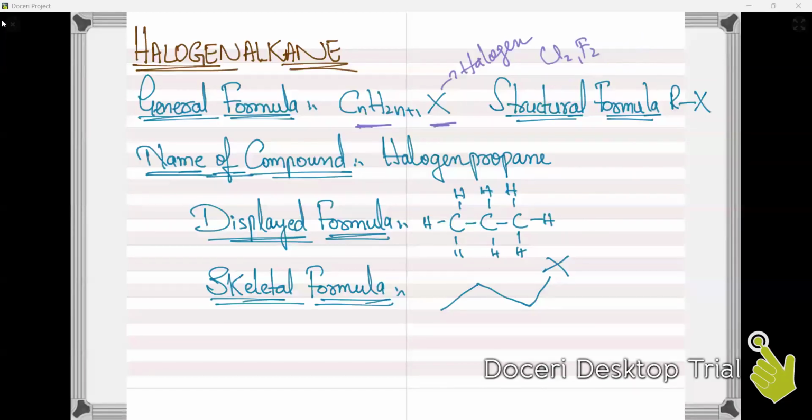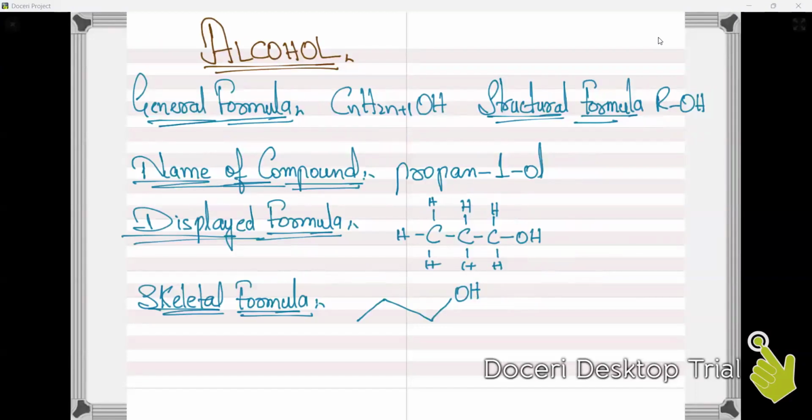So if you have to represent the structural formula of all of this, it can be represented like this. And then the name of the compound, if it has three carbons, should be halogenopropane. This is the displayed formula, and this one is the skeletal. After that, we have alcohols, and for alcohols the formula is CnH2n+1OH. The structural formula is ROH. The name of the compound is propan-1-ol.